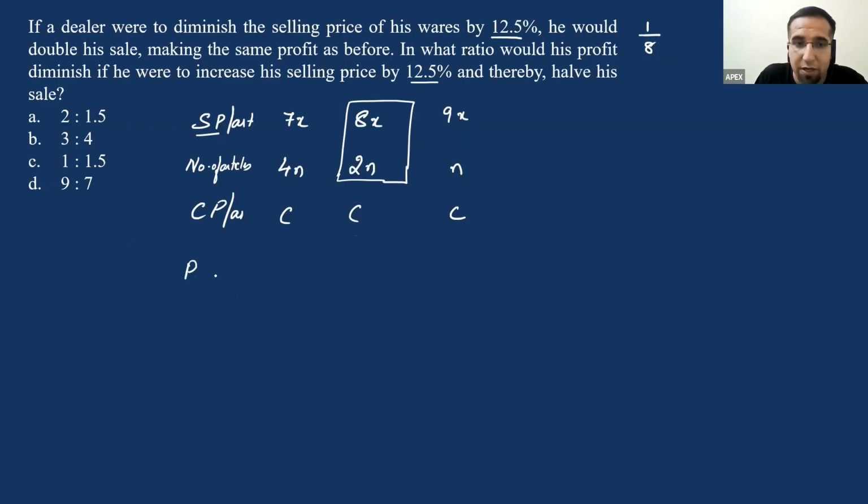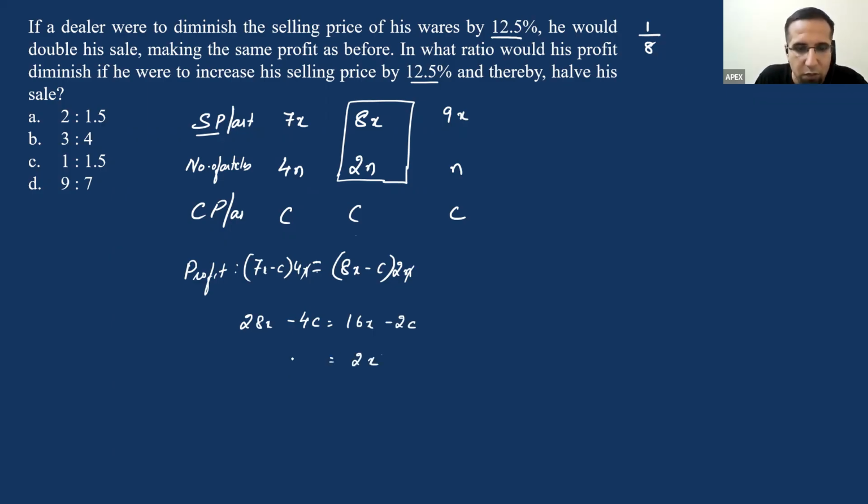Profit is selling price minus cost price into the number of articles, so it is 8x minus c into 2n, and this is equal to the profit made in this case, which is 7x minus c into 4n. If I equate these two, n gets cancelled. So I have 16x minus 2c is equal to 28x minus 4c. If I transpose my values, I get 2c is equal to 12x, so the value of c is equal to 6x.